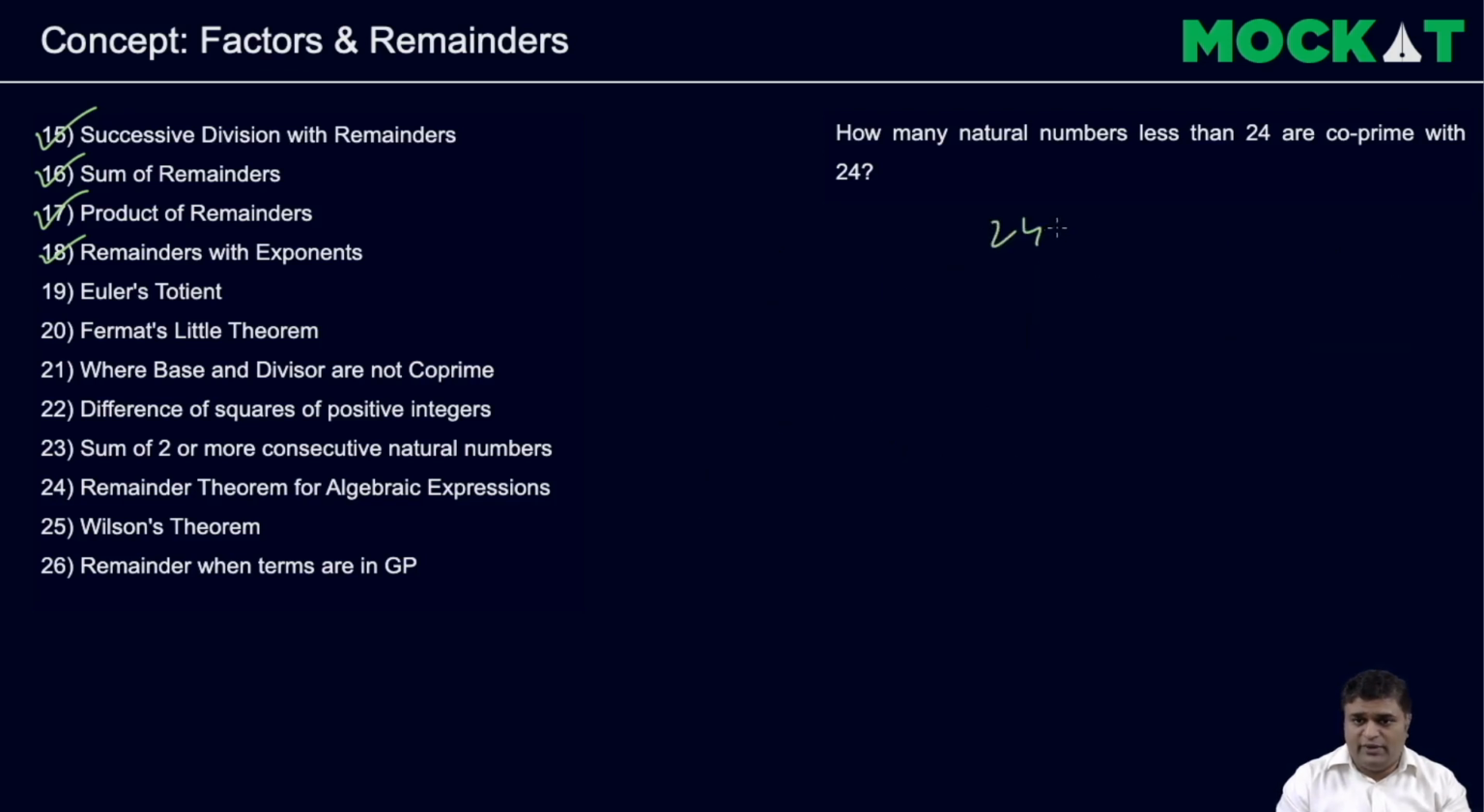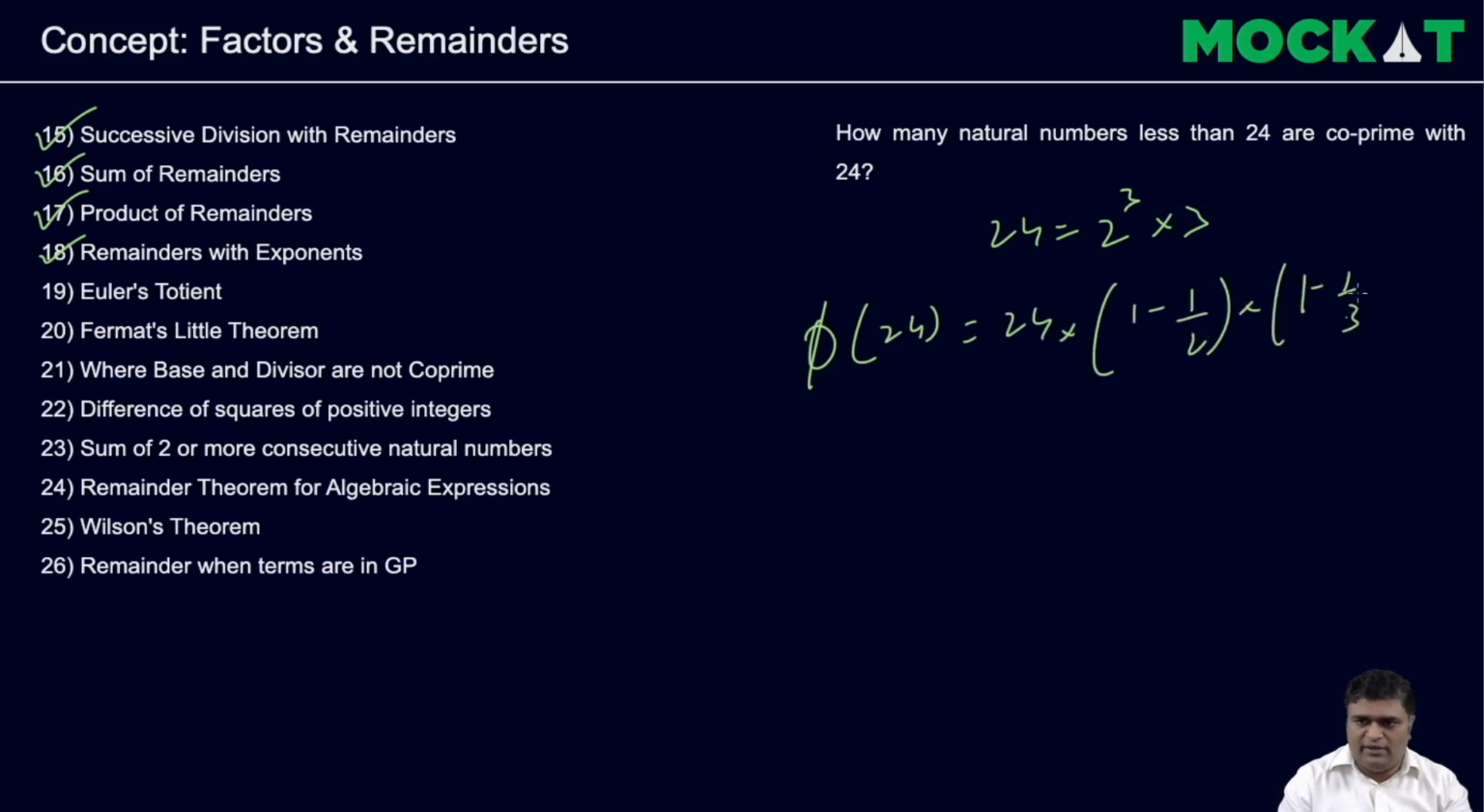So when the number is 24, we know that the only 2 prime factors are 2 and 3, right? The power of 2 does not matter. Therefore, the Euler's Totient, this is the symbol which is used for that, is going to be 24 into 1 minus 1 by 2 into 1 minus 1 by 3, which is 24 into half into 2 by 3, and we get 8. Therefore there are 8 natural numbers less than 24 which are co-prime with it.